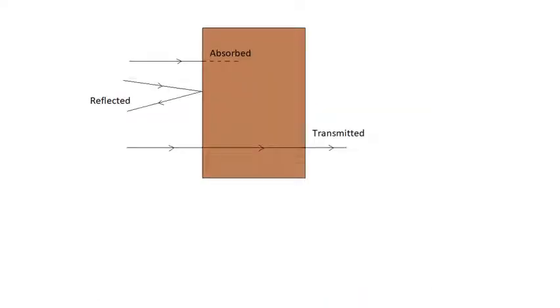So these are the three things that might happen. If a wave comes from one medium to another medium, it might be absorbed, it might be reflected, or it might be transmitted. Transmitted means it goes through. For example, light goes through glass. It is transmitted. We say it is transmitted. So absorbed, reflected, or transmitted.